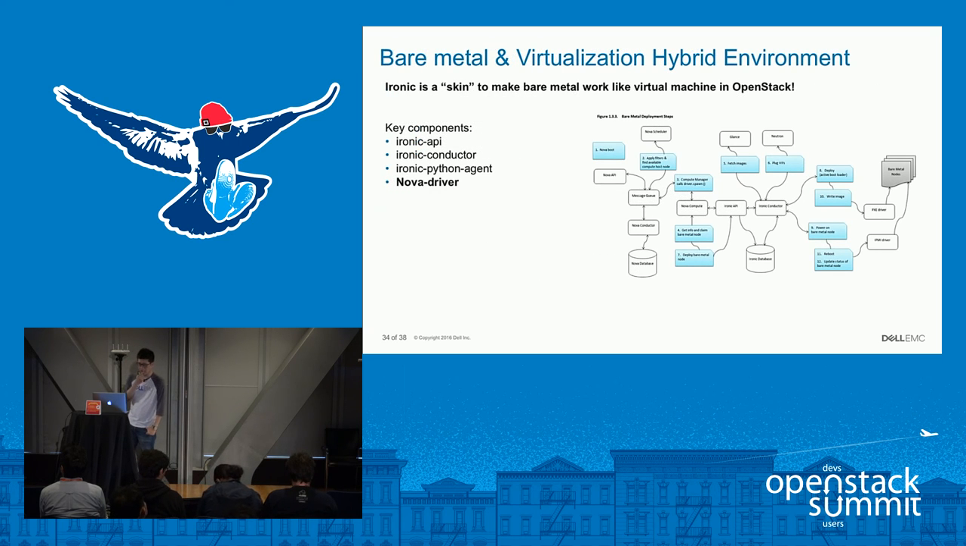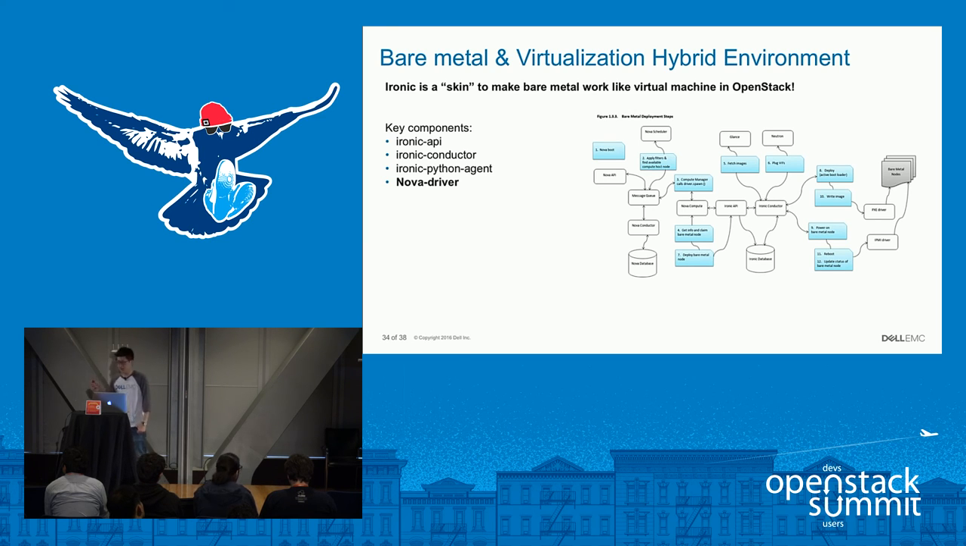We leverage Ironic as the bare metal. In our cluster, we have some components in the bare metal, where we use the hardware. For example, the GPU or the acceleration card are all in this bare metal environment. There are also some virtual machines, which are for the controller, which requires HA. And Ironic is a very interesting project. It provides a skin to the bare metal, so the bare metal itself can work exactly like a virtual machine in OpenStack, providing flexibility.